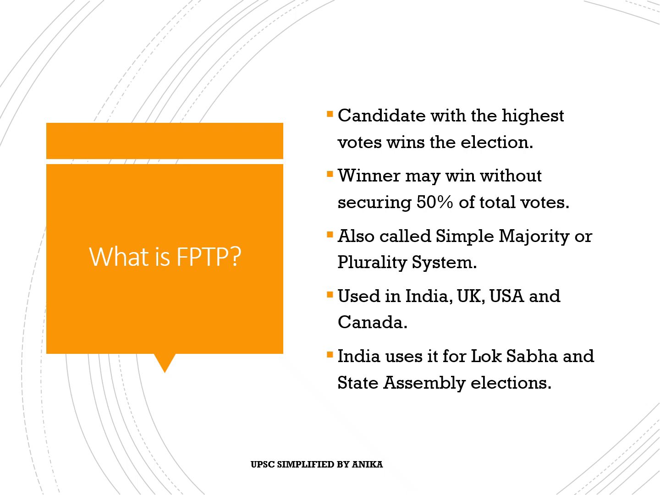Because of its simple procedure, FPTP is considered one of the oldest and easiest electoral systems in the world. It is widely used in countries like India, UK, Canada, and United States. In India, the FPTP system is used for direct elections to Lok Sabha and state legislative assemblies.